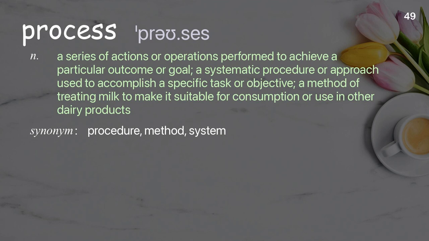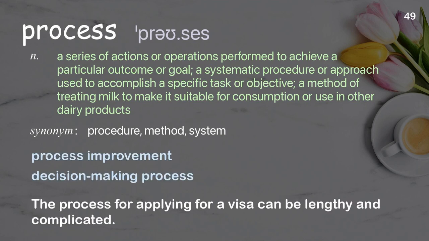Process. A series of actions or operations performed to achieve a particular outcome or goal; a systematic procedure or approach used to accomplish a specific task or objective; a method of treating milk to make it suitable for consumption or use in other dairy products. Examples. Process improvement. Decision-making process. The process for applying for a visa can be lengthy and complicated.